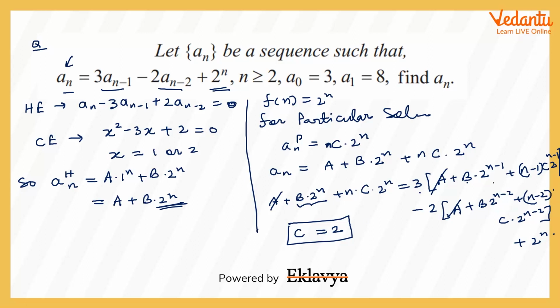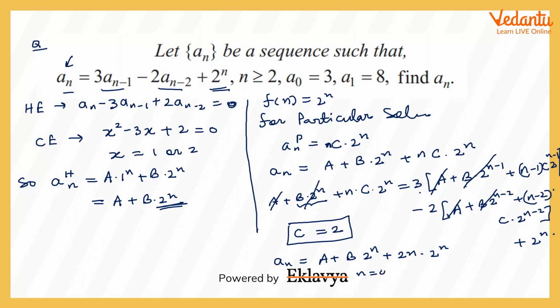These two will cancel that term of b also, it can be checked. So the only term that remains is c. And if you solve it, you will get c as 2. So my an will become equal to a plus b into 2 power n plus 2n into 2 power n. Now we have to use these a0 and a1.